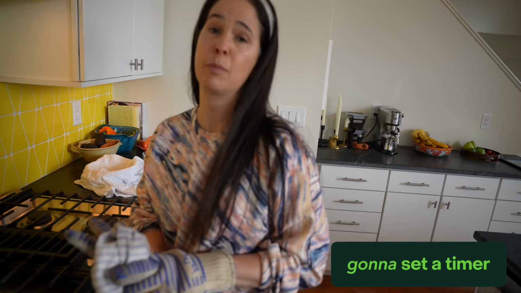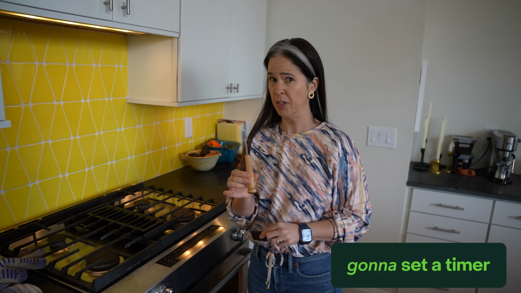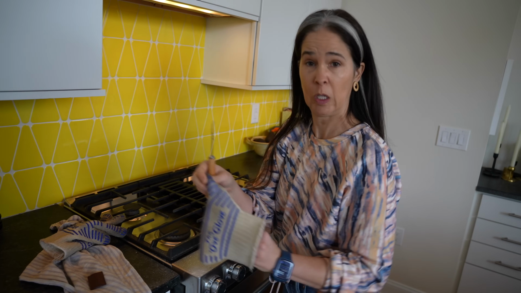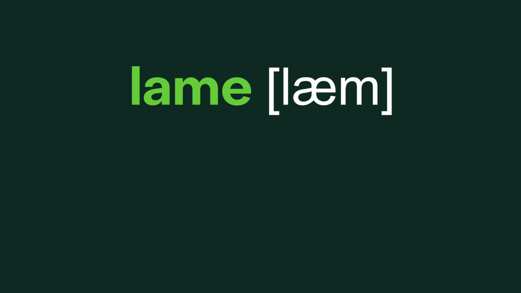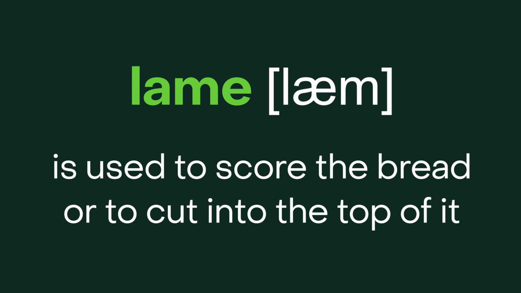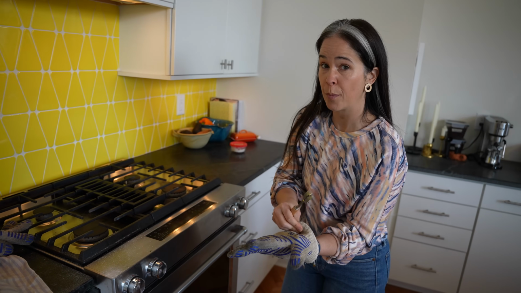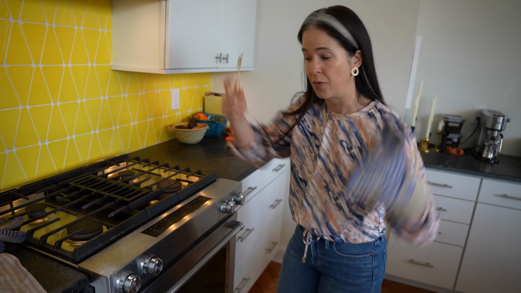And I'm gonna set a timer for 5 minutes. I'm gonna use this tool. I forget what it's called. David, do you remember? Nope. Okay, I'll look that up. Okay, it's spelled like it looks like it should be pronounced lame, but it's actually pronounced lamb, just like the animal lamb. And this is what we use to score the bread or to cut into the top of it. To score the bread. Put a slash in the top so that the air can come out.